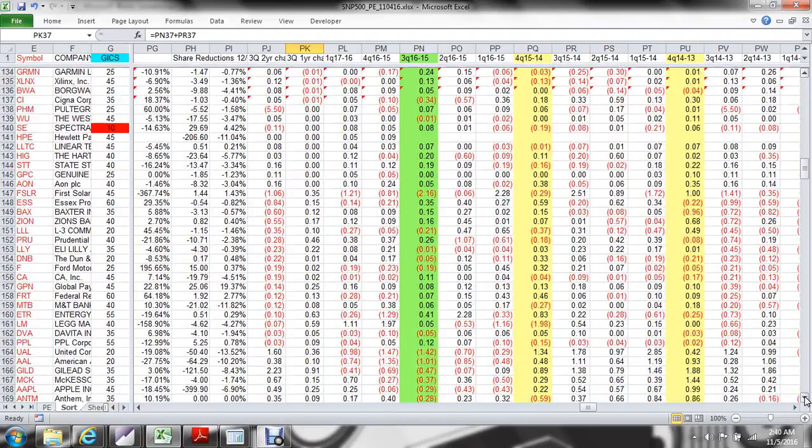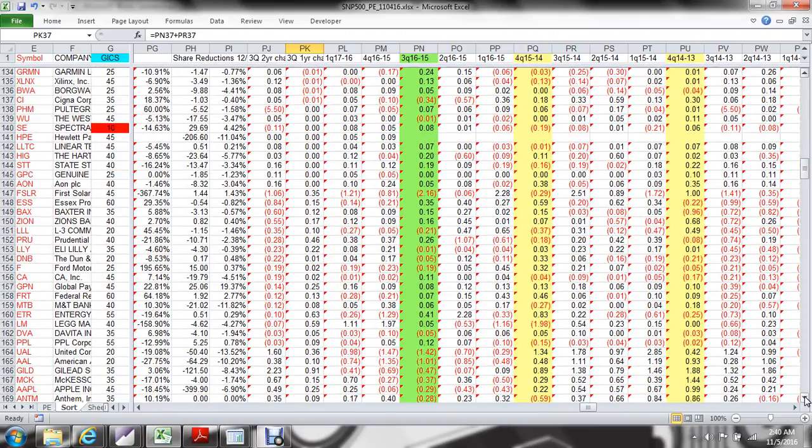I have earnings for 416 of the S&P constituents on this chart for the third quarter. It's not all of them that have been reported so far, but it's a good number of them. Now we can see here either no increase or a decrease.